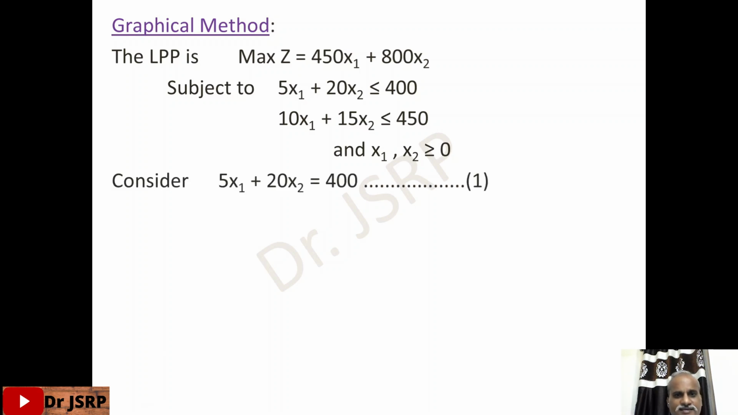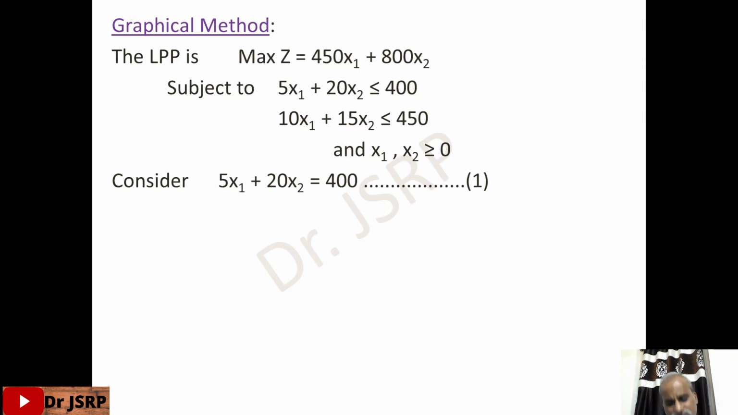So consider the inequalities as equalities. Consider the first inequality as an equality, that is 5x1 plus 20x2 equals 400. This is a linear equation in two variables. It represents a straight line. So take x1 on the x-axis, x2 on the y-axis.